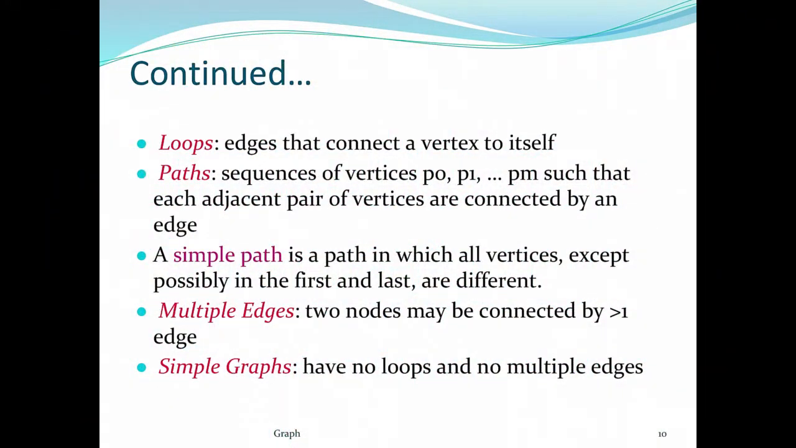Paths are sequences of vertices P0, P1, ..., Pm such that each adjacent pair of vertices is connected by an edge. A simple path is a path in which all vertices, except possibly the first and last, are different. With multiple edges, two nodes may be connected by more than one edge, and simple graphs have no loops and no multiple edges.